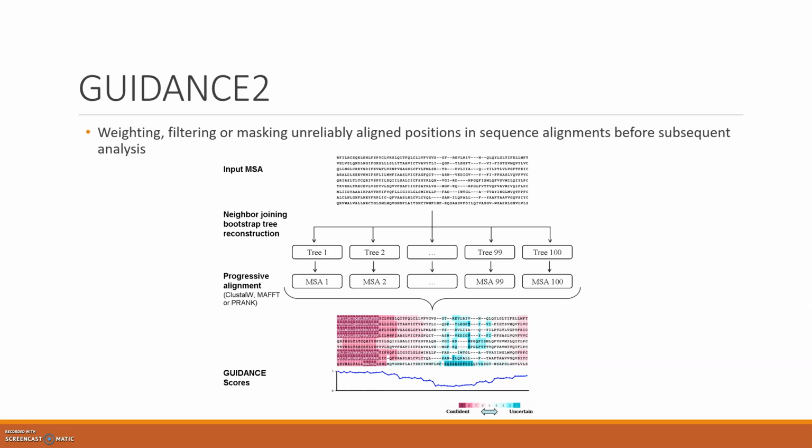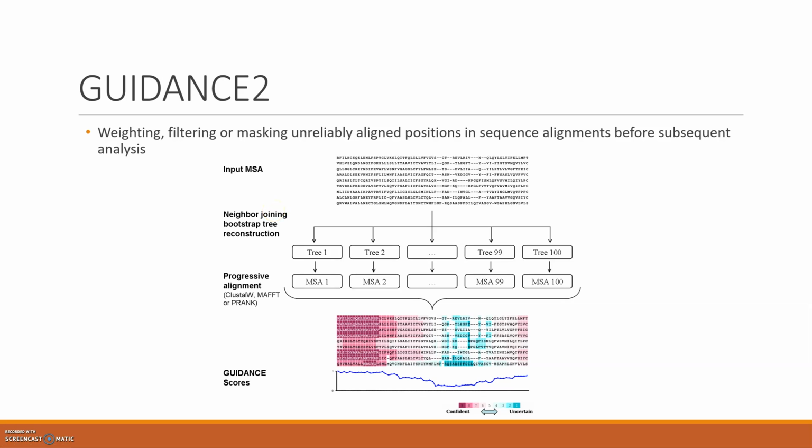This input multiple sequence alignment will then be used to create neighbor joining bootstrap trees, as can be seen here. There are a lot of alternative trees that can be created based on distances. GUIDANCE2 will then use these bootstrap trees as guide trees to realign the input multiple sequence alignment. It will use ClustalW, MAFFT, or PRANK again to align these multiple sequence alignments with this one.